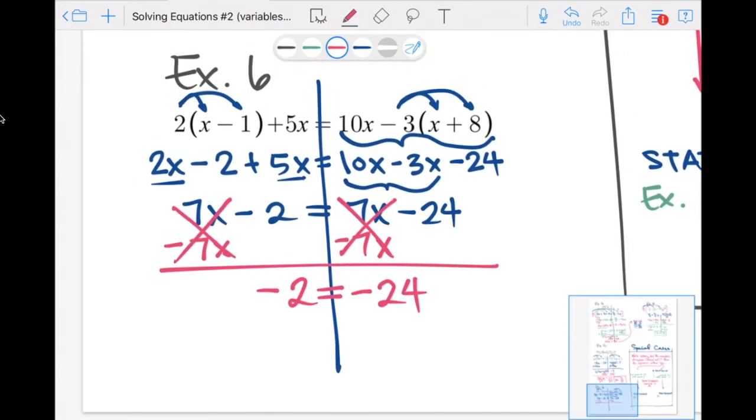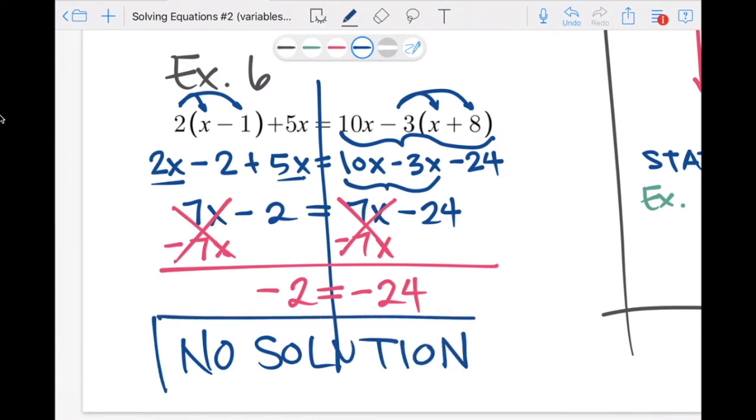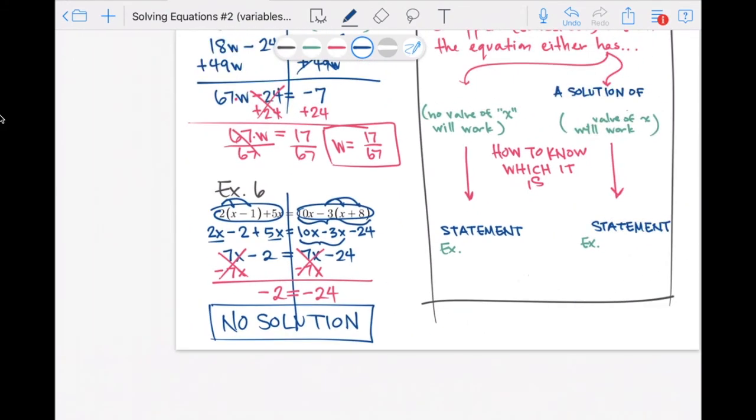Okay. Super weird answer. It's like, well, that's not true. That's a false statement. Negative 2 will never, ever be equal to negative 24. What that tells us is that this equation has no solution. In other words, you could try forever and ever to find a number to plug in for x that would make this side of the equation equal that side of the equation, and you will never, ever find one. So this is called a special case.